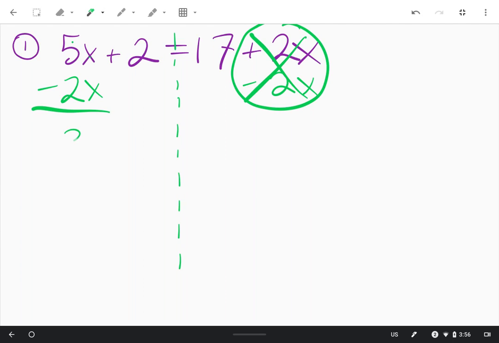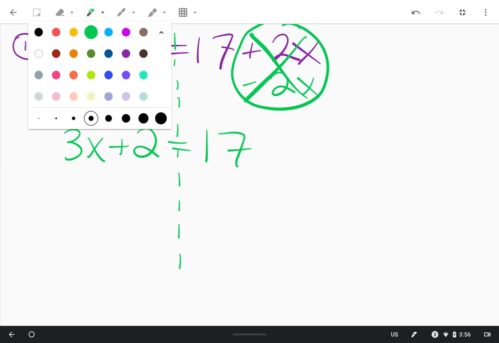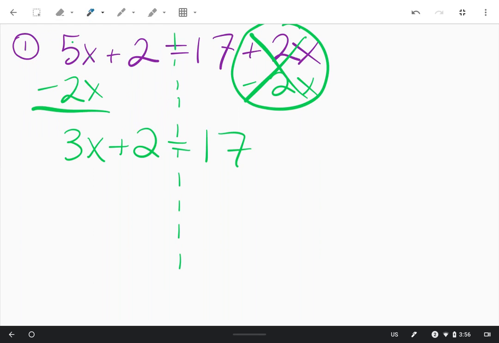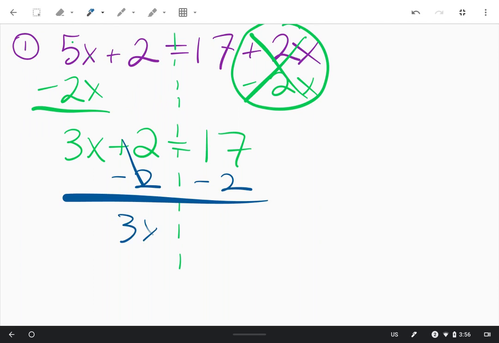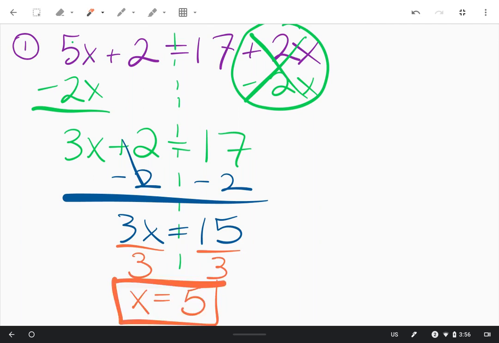5x minus 2x is 3x. I still have that plus 2 equals, and I still have that 17. And then I just continue solving from here, doing the steps we took in the last lesson. So nothing new from here. I just subtract 2 from both sides. That goes away, giving me 3x equals 15. Since it's 3 times x, I need to divide by 3. And I'm left with x equals 5, and that's the solution.